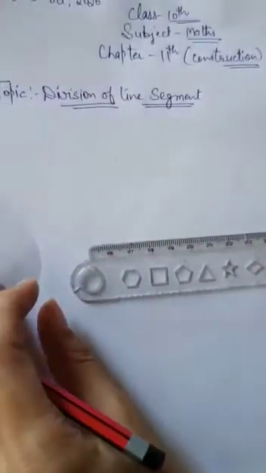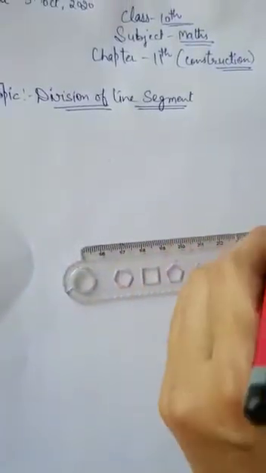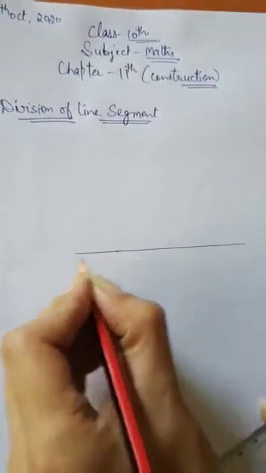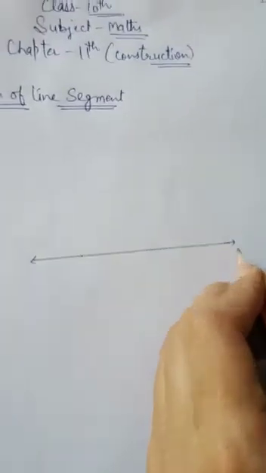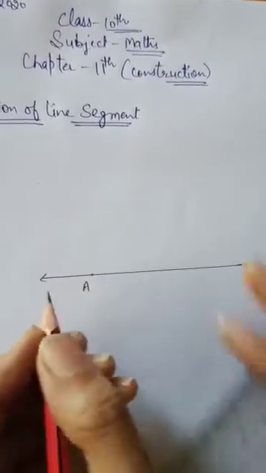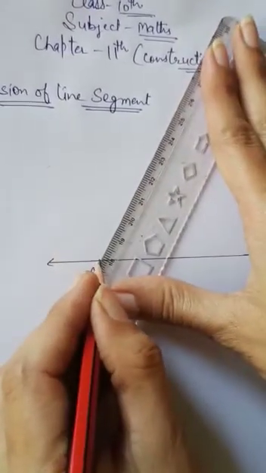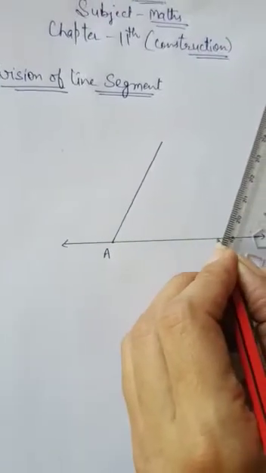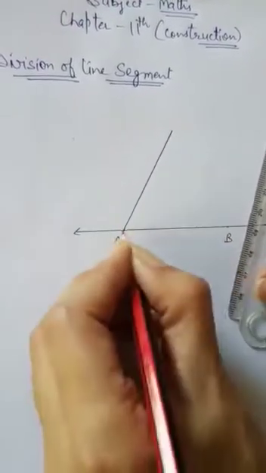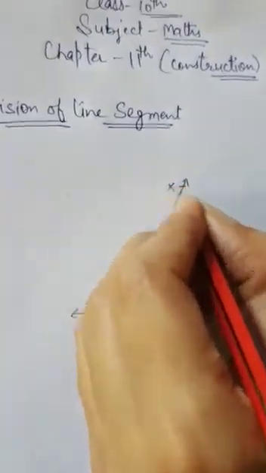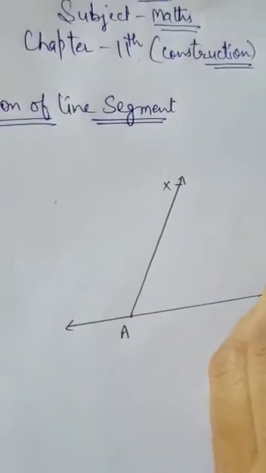Okay, so here we are drawing a line and taking a point on the line. Suppose here is a line and a point A I am taking here. I am making any acute angle at the point A, such that I want to draw another line from the point B which is parallel to it. Suppose it is AX. So we want a line parallel to AX.